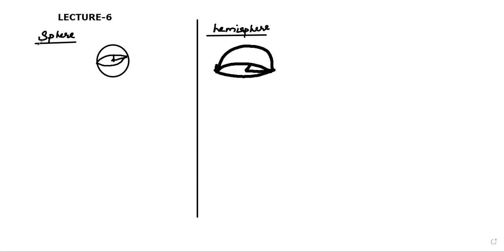We are going to start with the last of the solid figures, I should say. Okay, sphere. What is a sphere and what is a hemisphere? So these are the two last solid figures remaining. What is a sphere and what is a hemisphere?